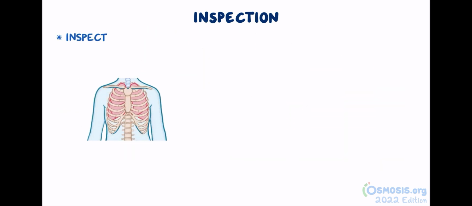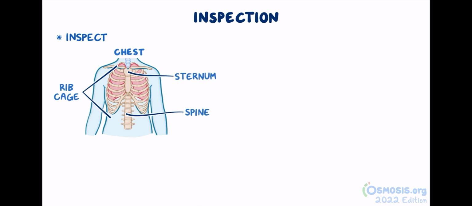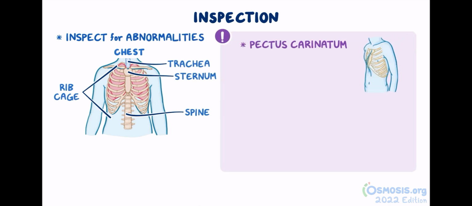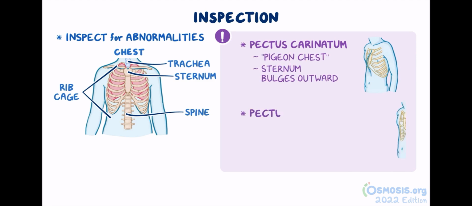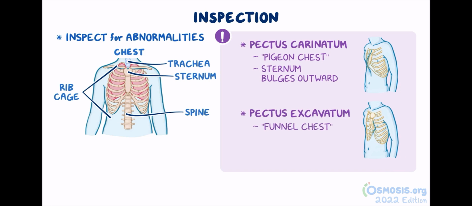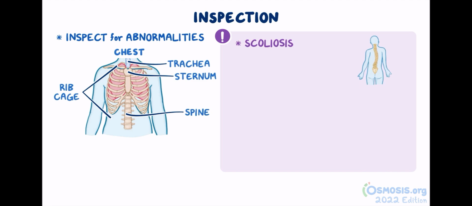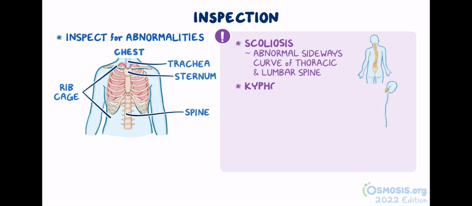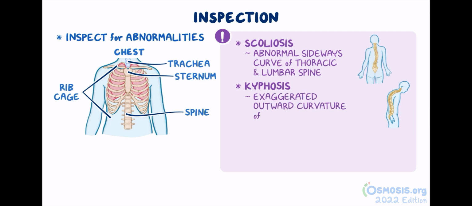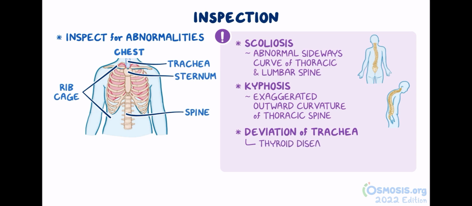You should also inspect the chest, spine, rib cage, sternum, and trachea for structural abnormalities, such as pectus carinatum, also known as pigeon chest, where the sternum bulges outward, and pectus excavatum, or funnel chest, where the sternum is depressed inward. Other structural abnormalities include scoliosis, where there's an abnormal, sideways curve of the thoracic and lumbar spine, and kyphosis, or an exaggerated outward curvature of the thoracic spine. Lastly, a deviation of the trachea can be related to thyroid disease, a mediastinal tumor, or pleural effusion.